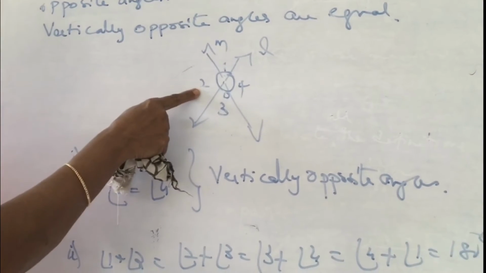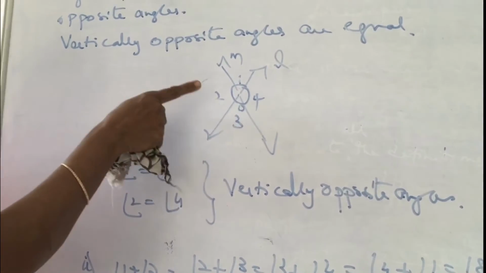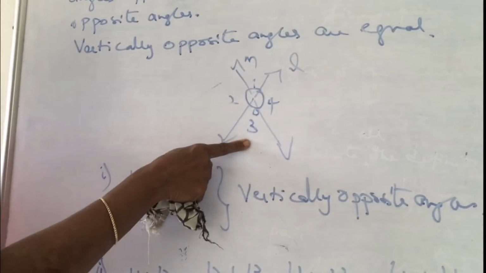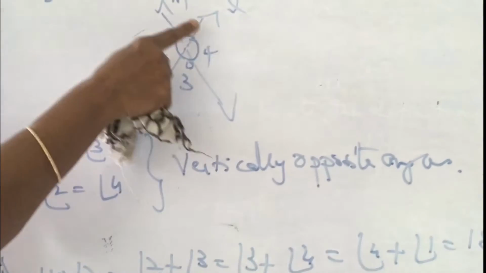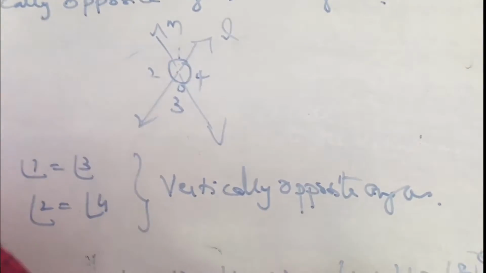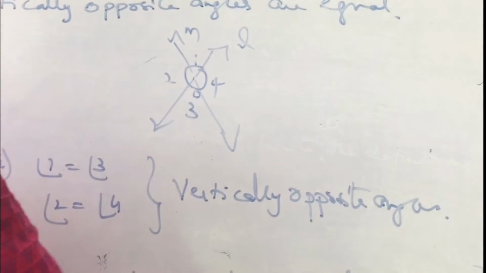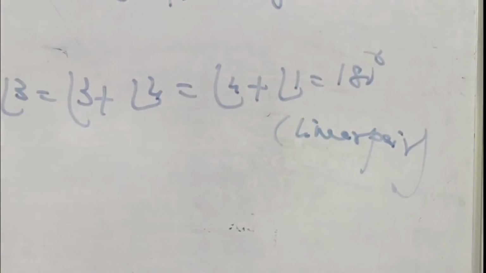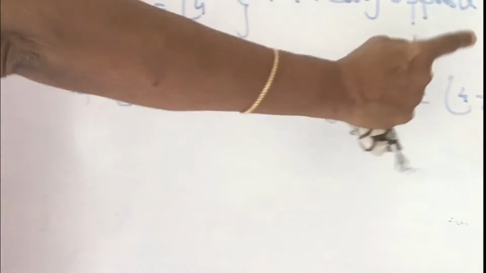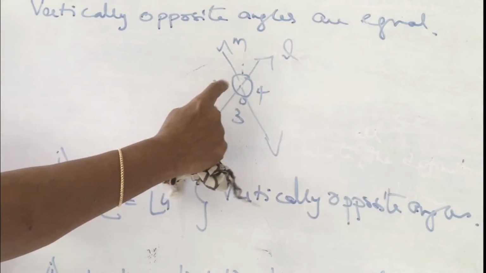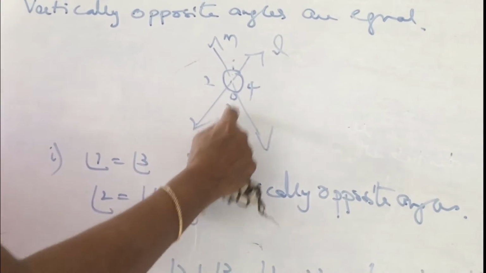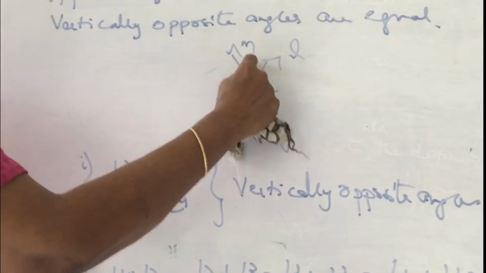Angle 1 plus angle 2, 180. Angle 2 plus angle 3, 180. Angle 3 plus angle 4, 180. And angle 4 plus angle 1 is 180. That is why we give the name linear pair. A pair of adjacent supplementary angles is called a linear pair.